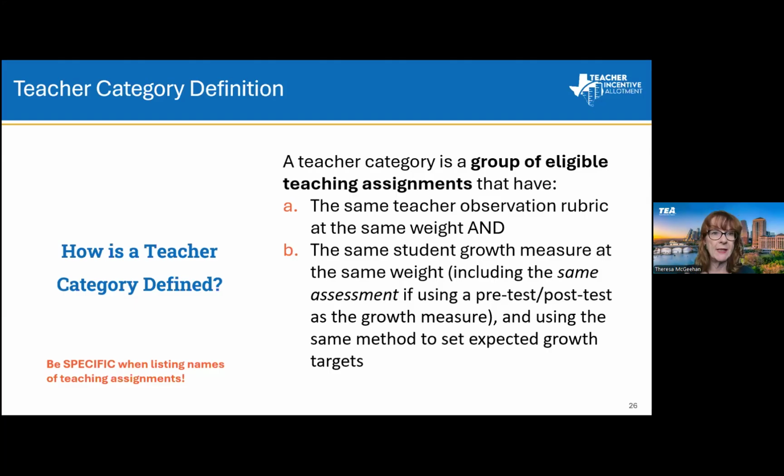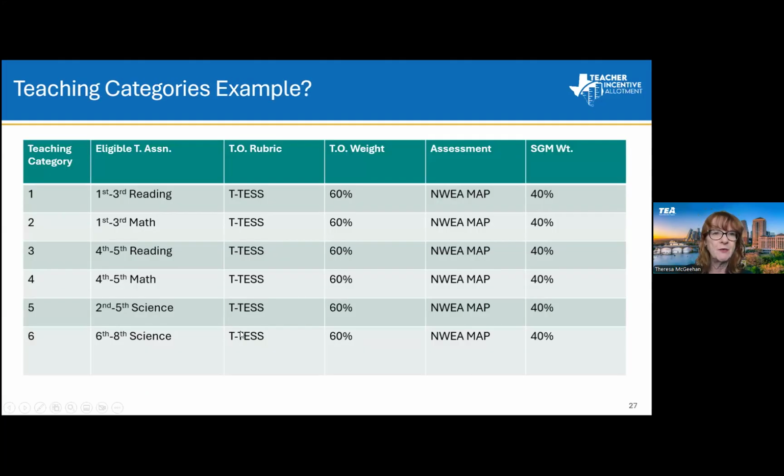So combine things that should be combined into the same category, but you cannot combine things into the same category if they have different assessments. So we're going to show you an example of that. So just look at this for a second.